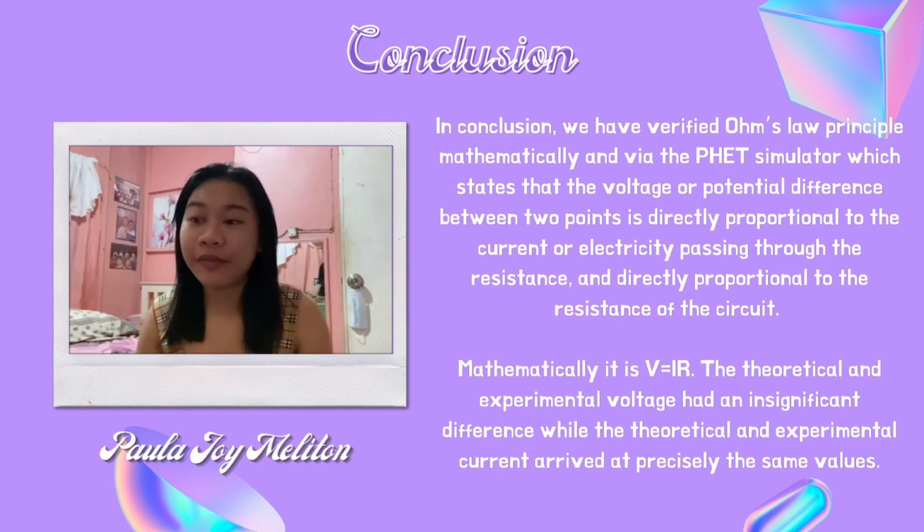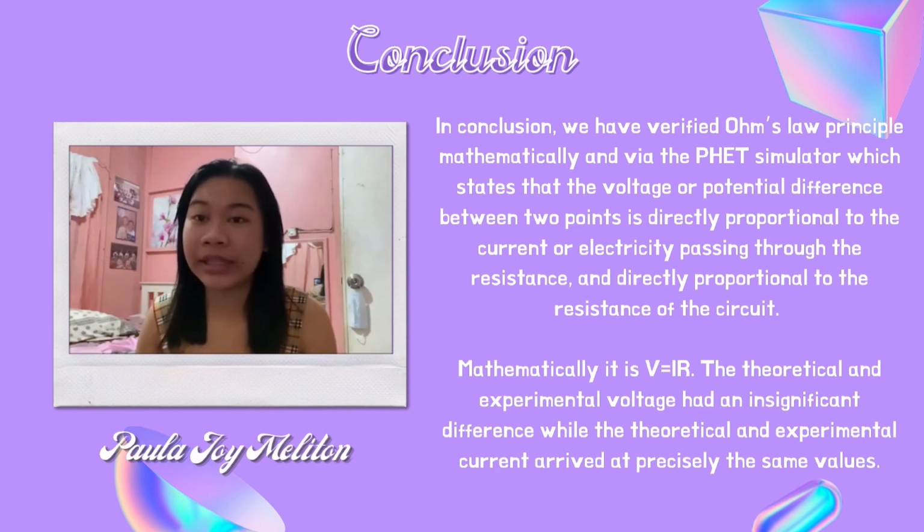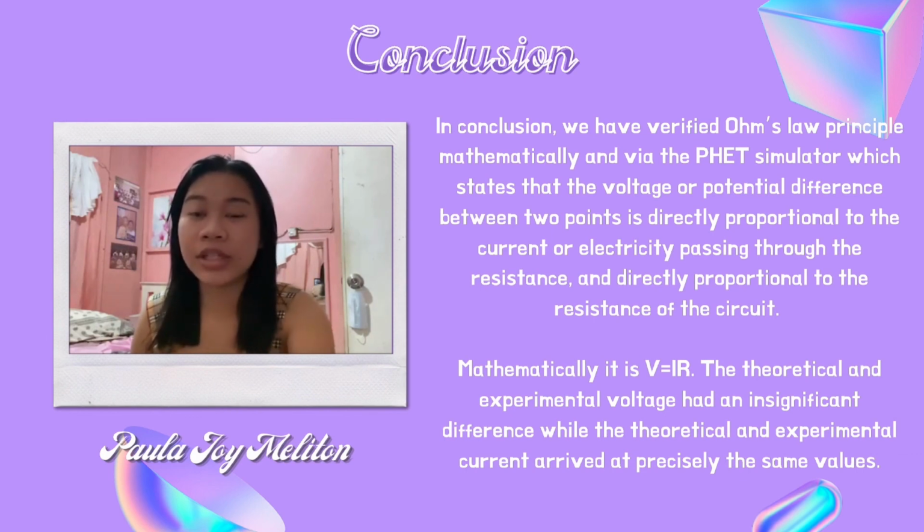In conclusion, we have verified Ohm's law principle mathematically and via the PhET simulator, which states that the voltage or potential difference between 2 points is directly proportional to the current or electricity passing through the resistance and directly proportional to the resistance of the circuit. Mathematically, it is V equals IR. The theoretical and experimental voltage had an insignificant difference, while the theoretical and experimental current arrived at precisely the same value.